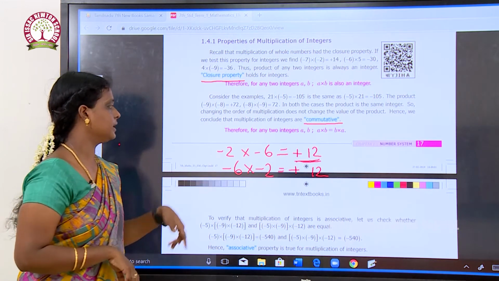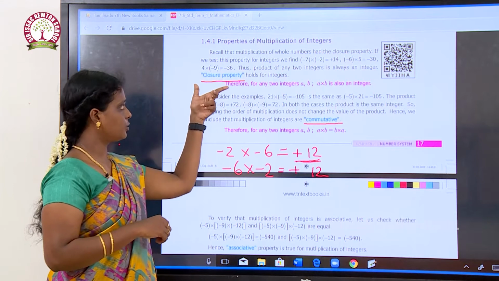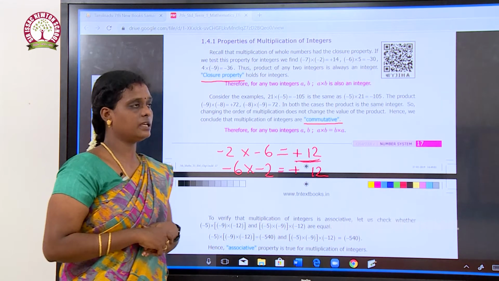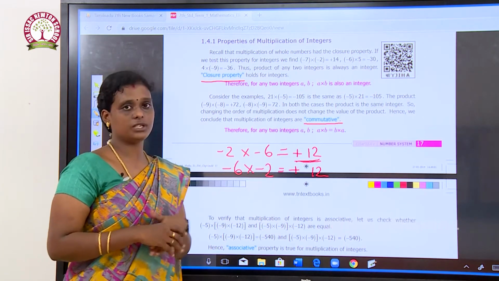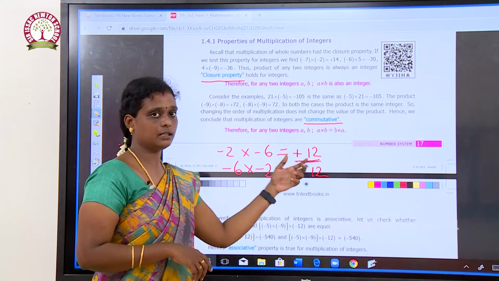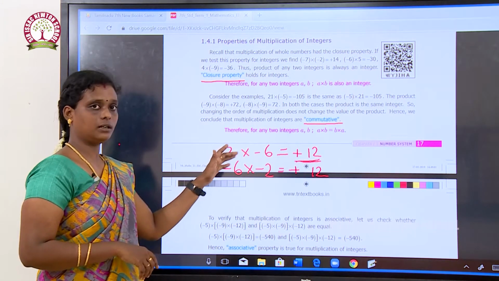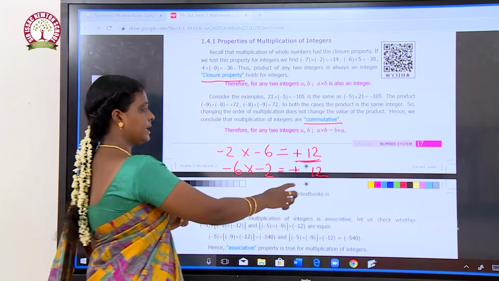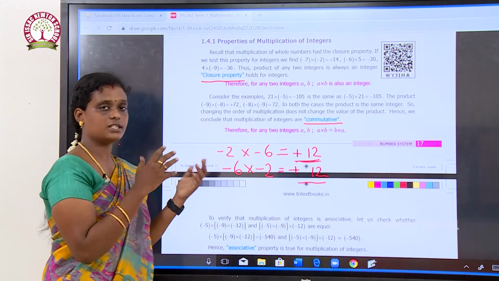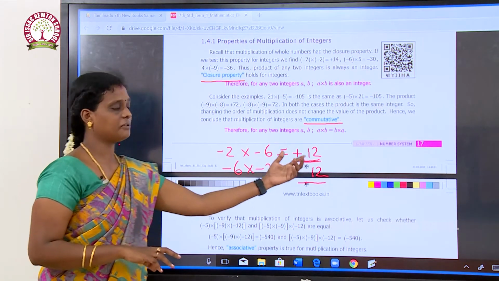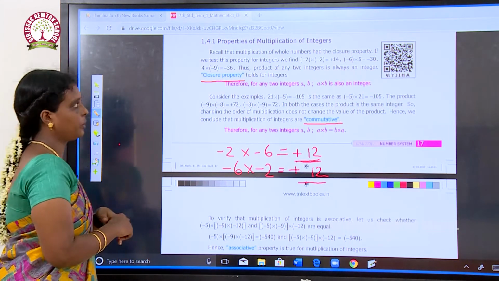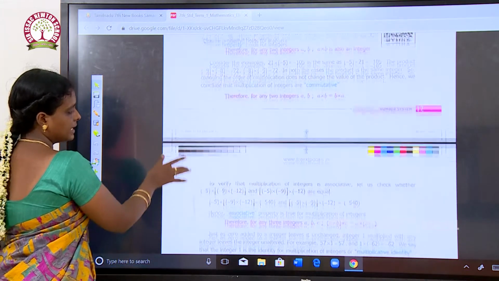Okay children, I hope you understood. The first property is the closure property: if you multiply any two integers, the answer will also be an integer. And the second property is the commutative property: if you multiply two numbers and change the order of the numbers, you will get another answer, but both answers will be the same. The changing of the order of the numbers will not affect the answer. This is called the commutative property of multiplication of integers.